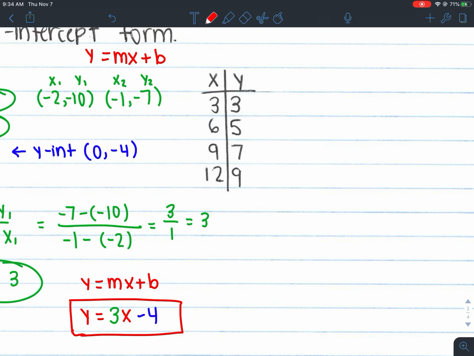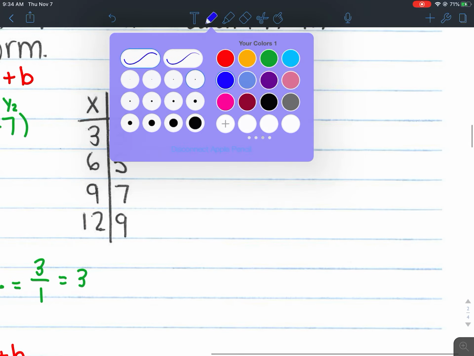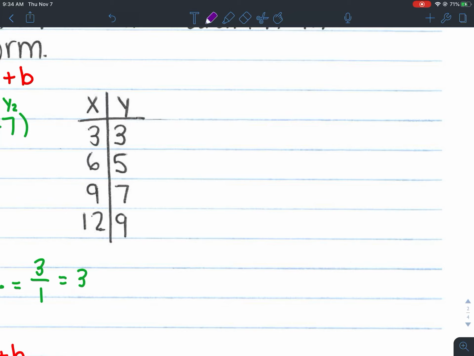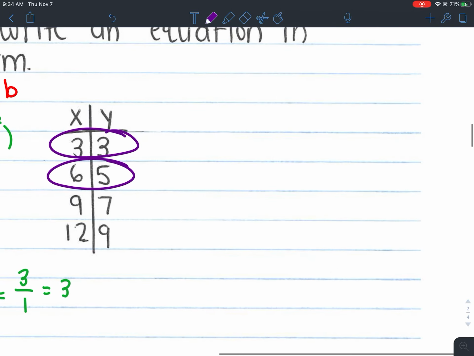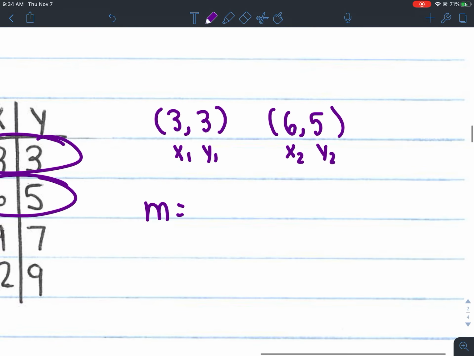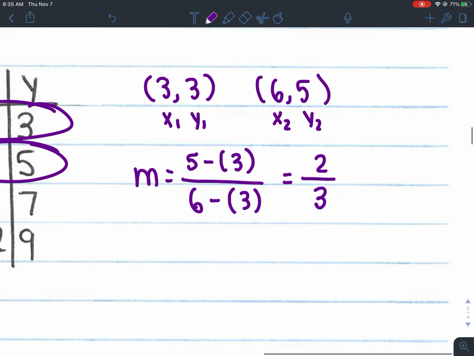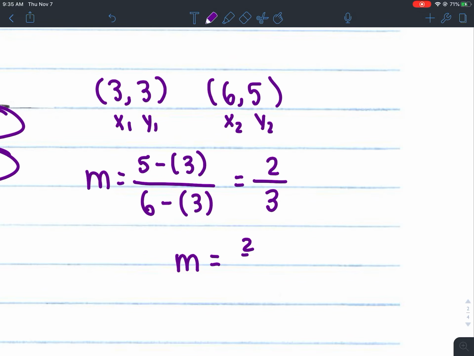Now looking at the next table, this one doesn't give me a y-intercept, so I'm going to have to do more work for this one. But I always know that I'm going to need a slope. So let's go ahead and find the slope first. Let's pick any 2 points to find our slope here. We'll use 3, 3, and 6, 5. We're going to find our slope equals, this would be 5 minus 3 over 6 minus 3. 5 minus 3 is 2. 6 minus 3 is 3. So my slope here is 2/3.